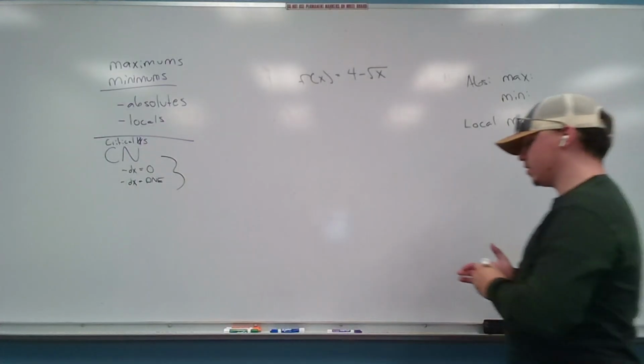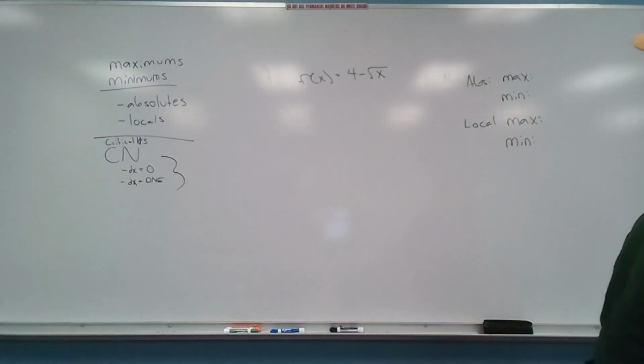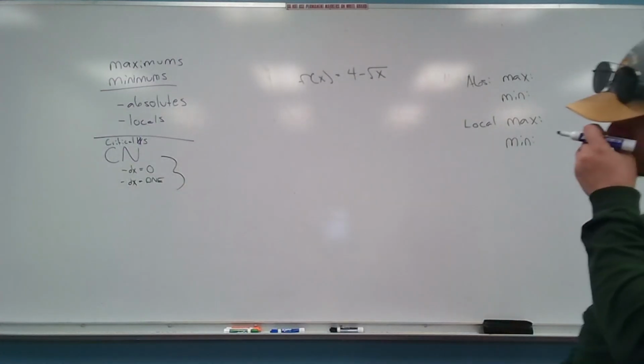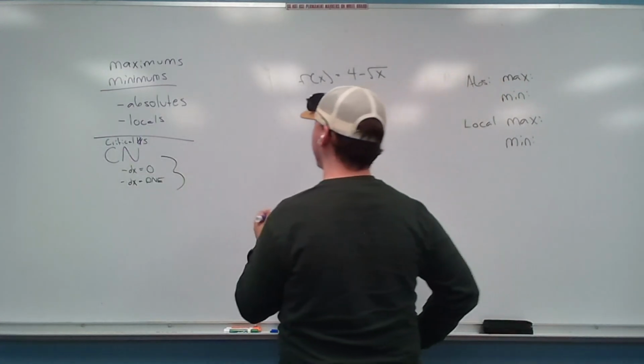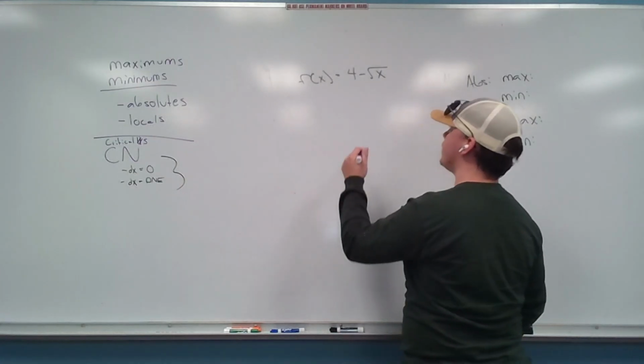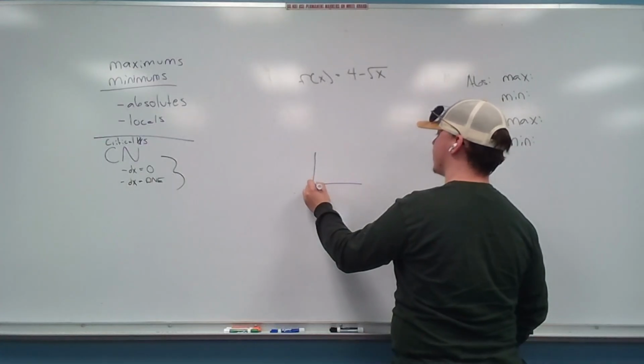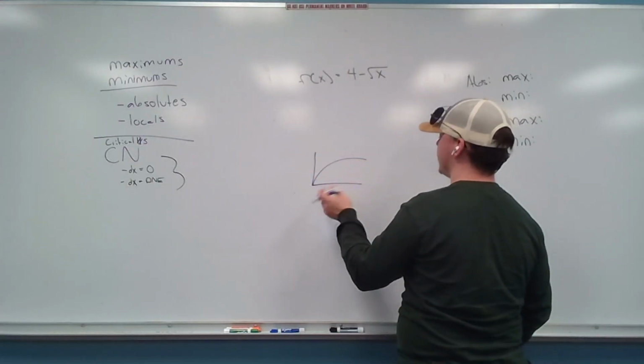Max and min. I'll just change color. Okay, so the question is, what is our absolute maximum? What is our absolute minimum? So for one, keeping it simple, we can actually visualize this on the graph pretty easily. The parent function is square root of x, which we know on the graph is just starting at 0, going like that. And it just keeps going.